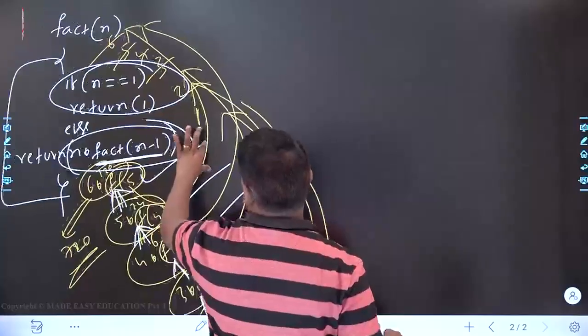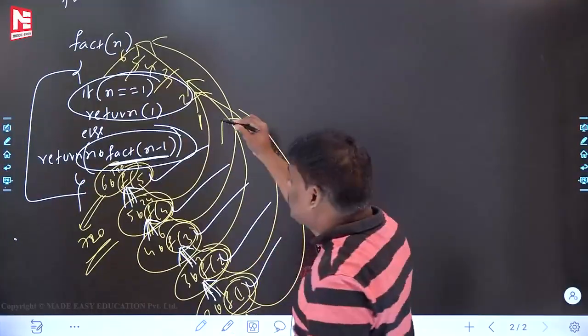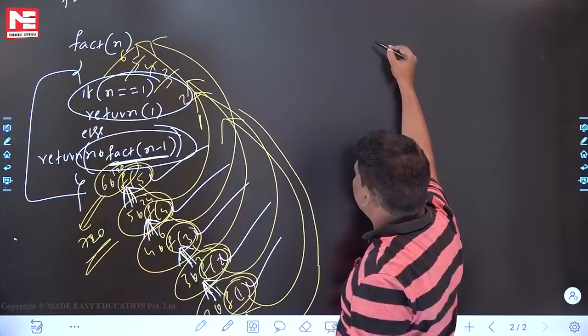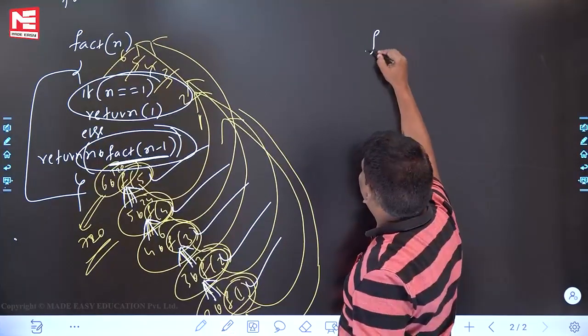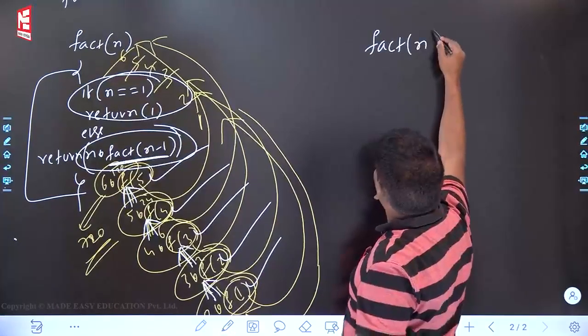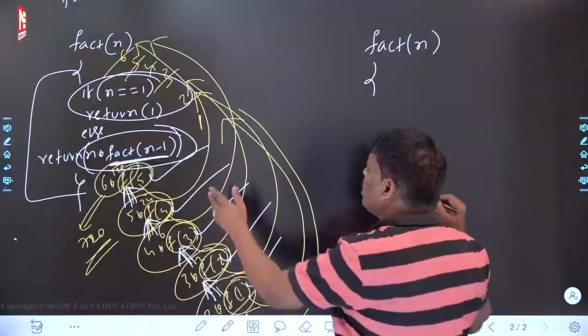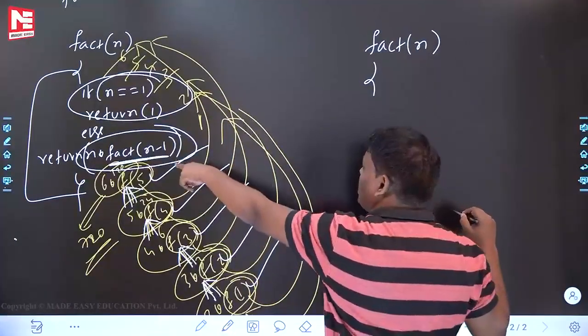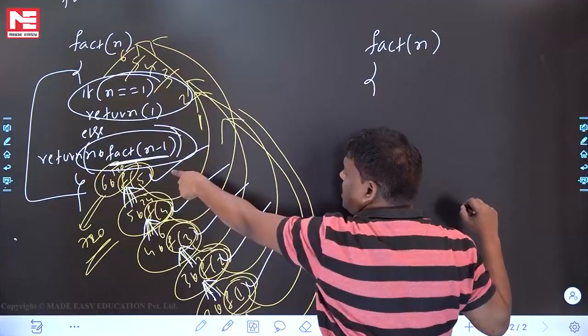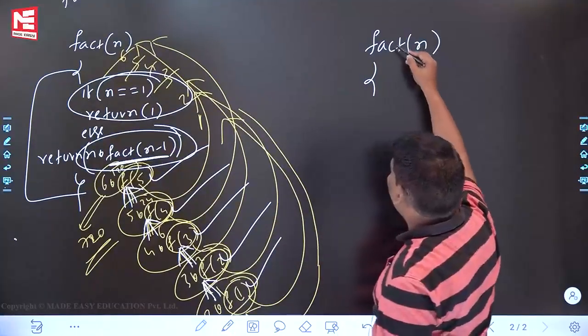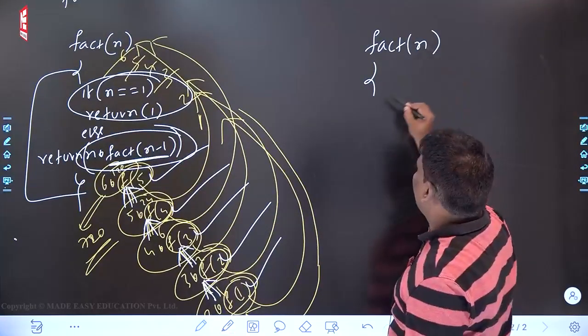So this is the recursive program, everyone. Let me write the same thing as non-recursion. See this one? Fact of n, non-recursive program. A function calling itself is known as recursion. See, fact calling fact, that is called recursion. Here you don't call fact. See how you will do. Fact of n.